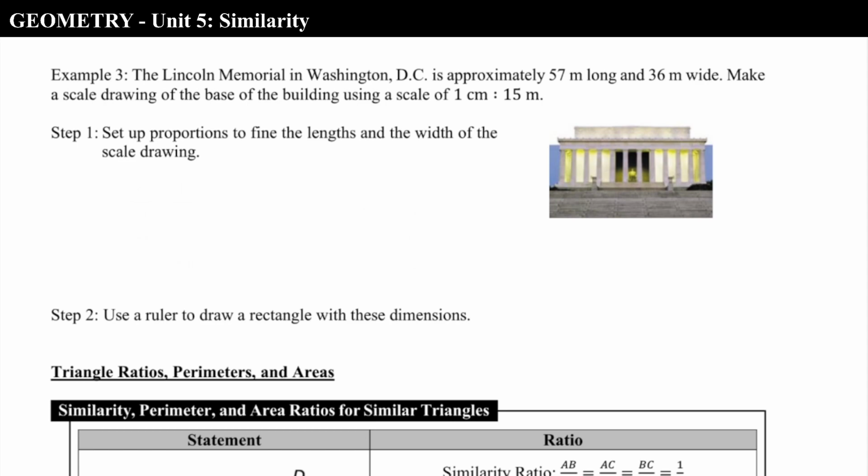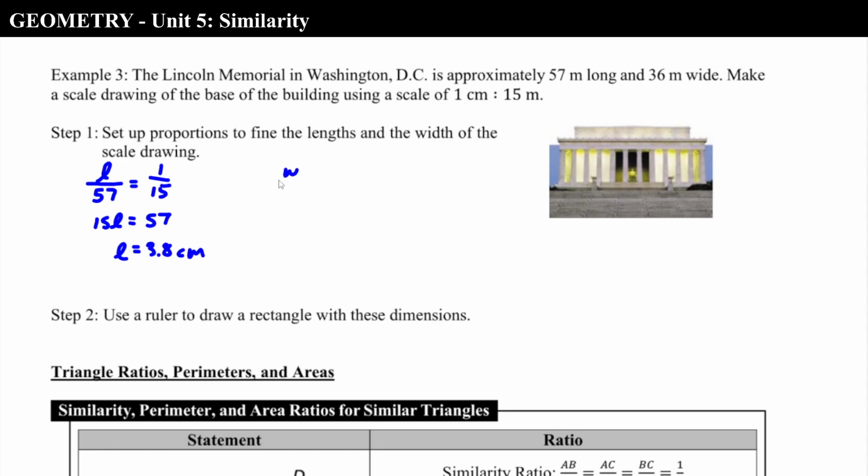So we know that the length of our scale is going to be some length, L. And we're going to compare that to the real life length. Well, the real life length is 57 meters. That is going to compare to our scale of 1 centimeter to 15 meters in real life. Cross multiply, 15L equals 57, and you're going to get L is 3.8 centimeters.